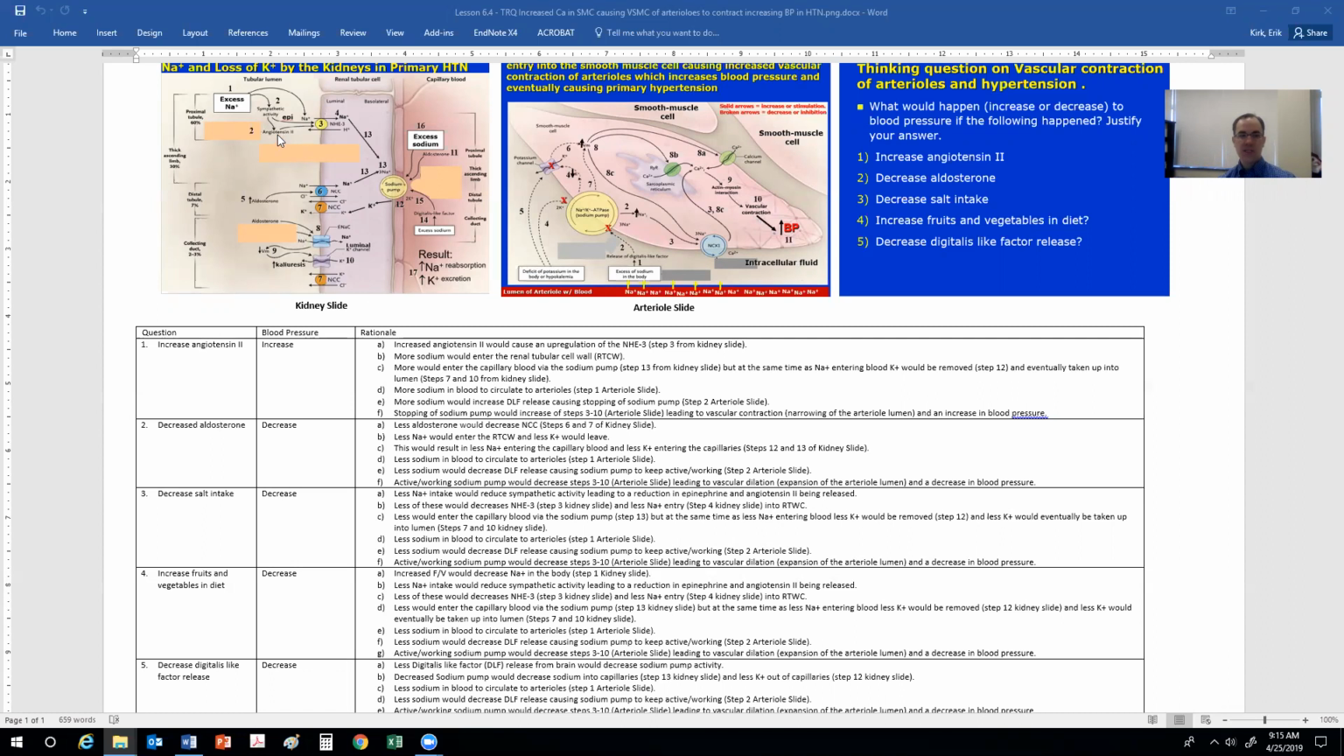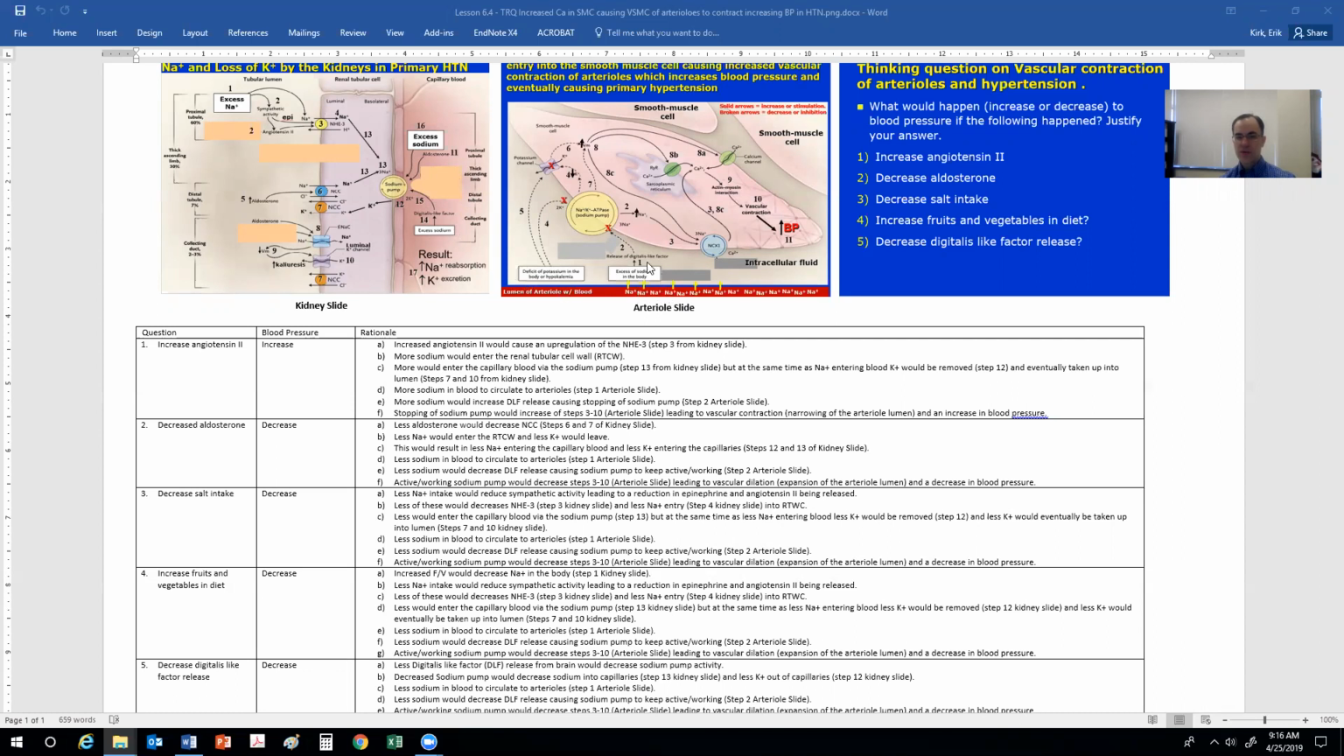What happens if you have a decrease in aldosterone? So you have a decrease in aldosterone. That's going to reduce the sodium chloride co-transporter, meaning less sodium is going to enter the renal tubular cell wall. At the same time, it's going to reduce the activity of the sodium pump with less sodium moving into the capillary blood. Then you're going to have less sodium that's going to make its way to the arterioles.